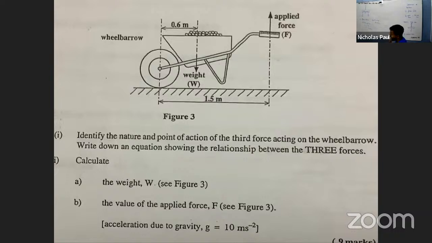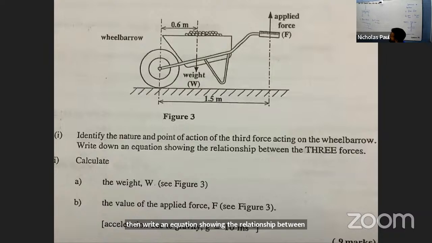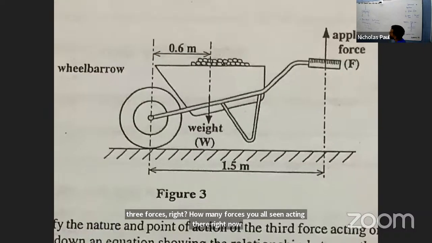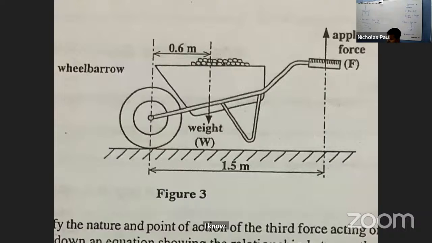Part one is: identify the nature and point of action of the third force acting on the wheelbarrow, and then write an equation showing the relationship between these three forces. How many forces are you seeing acting there right now? Two, right? The applied force and the weight.